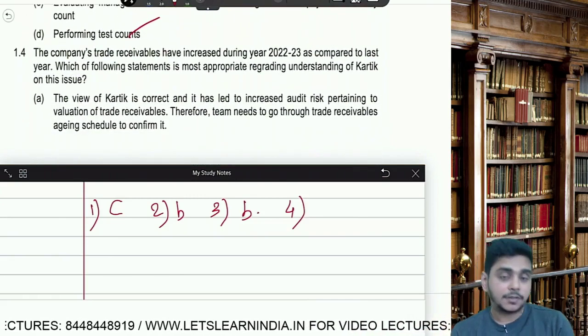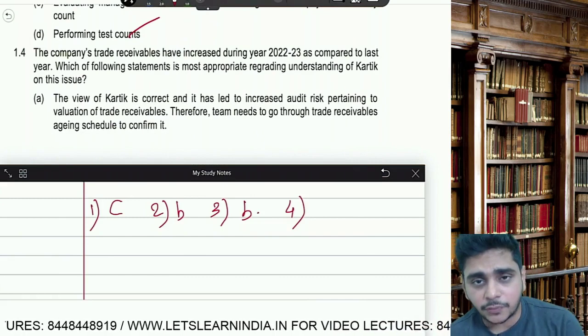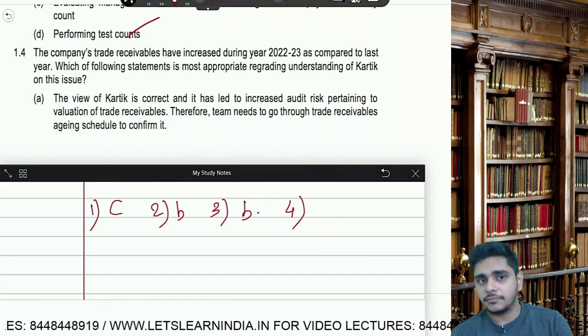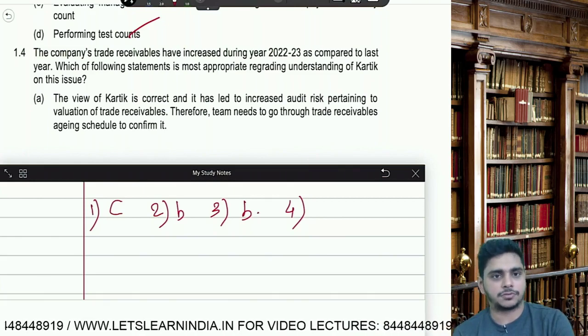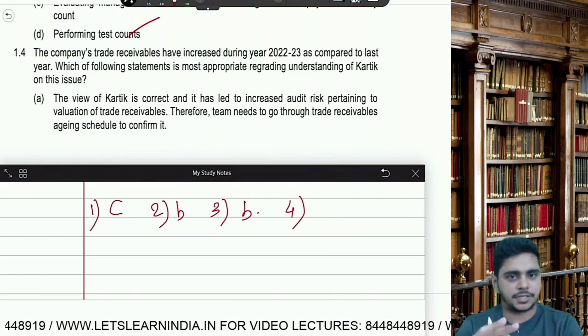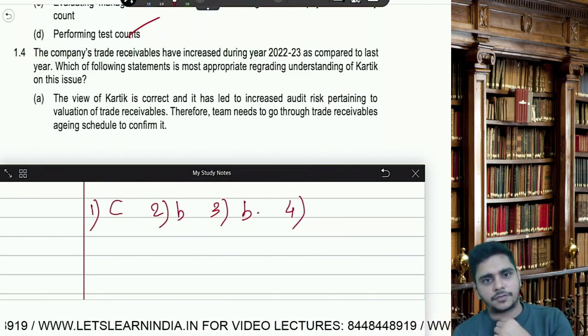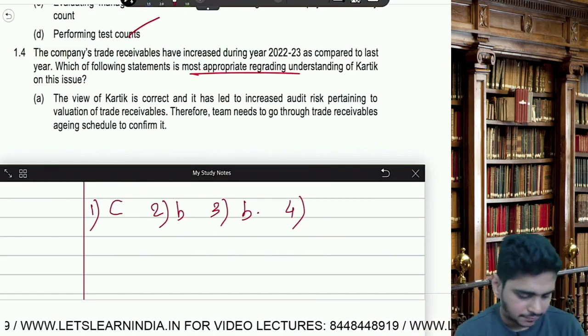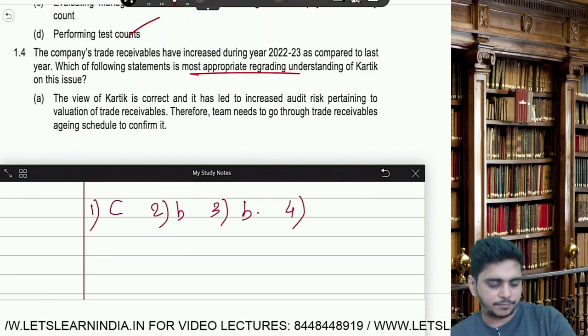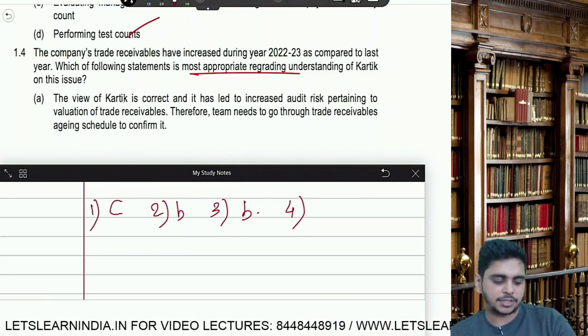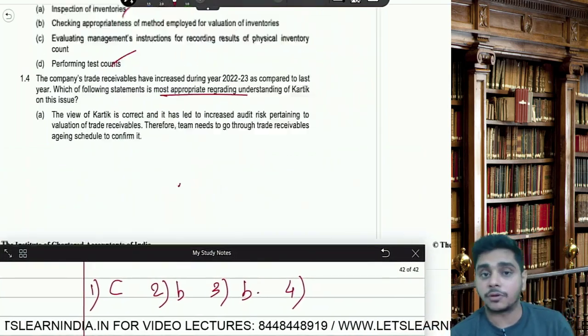Fourth, the company's trade receivables have increased during the year 22-23 as compared to the last year. Which of the following is most appropriate regarding the understanding of Karthik on this issue? Trade receivables, that means debtors, have increased. The view of Karthik is correct and has led to increased audit risk relating to valuation of trade receivables. The team needs to go through the trade receivables aging schedule to confirm it.